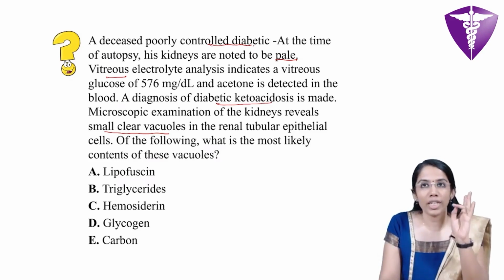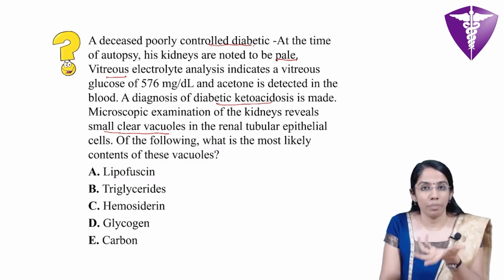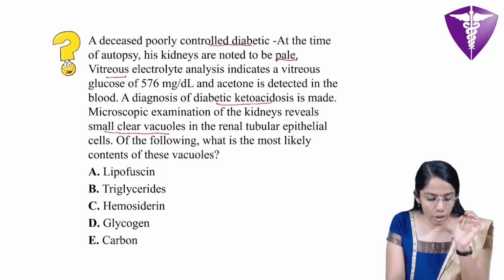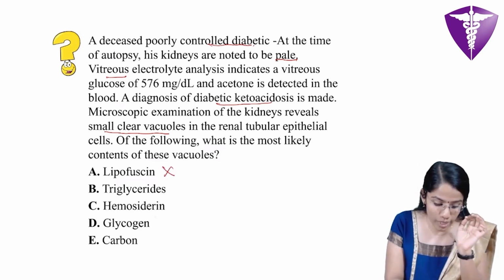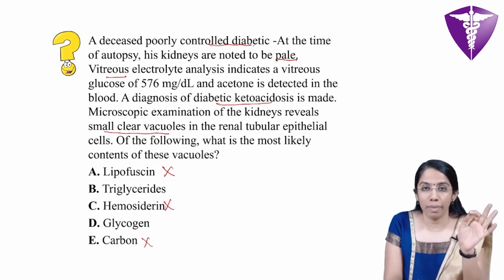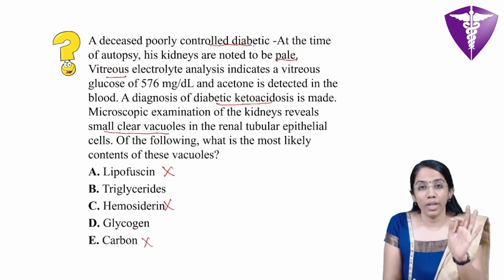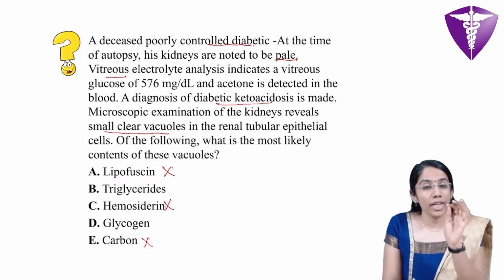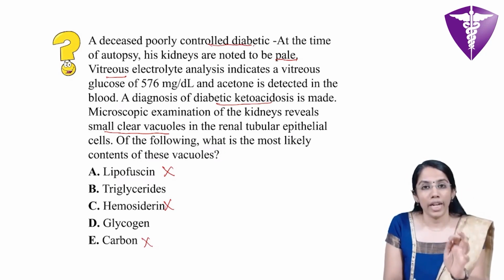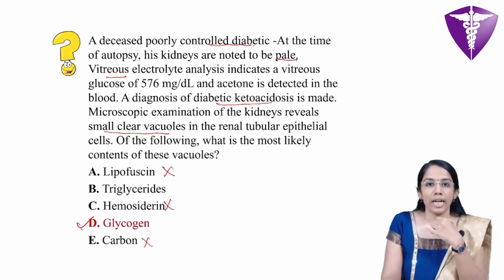The main features to note are that it is an uncontrolled diabetic, and at autopsy the kidneys are pale, and diabetic ketoacidosis has been diagnosed, and small clear vacuoles are seen in microscopy. Small clear vacuoles means it rules out lipofuscin, it rules out hemosiderin. These are brown in color. It rules out carbon. This is black in color. So between triglycerides and glycogen, what we have to remember is that during diabetic ketoacidosis, it eventually leads to accumulation of glycogen within the cell. So glycogen is the answer.